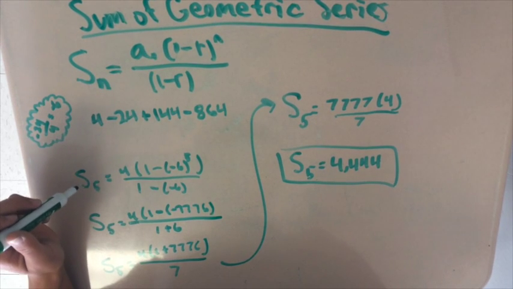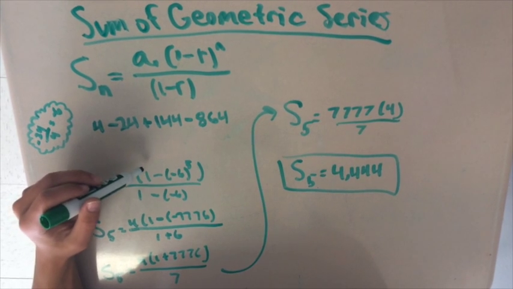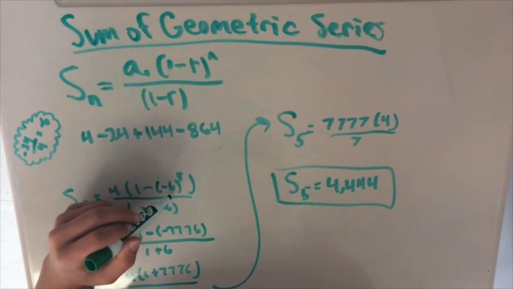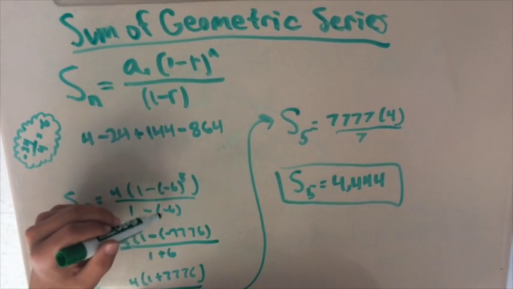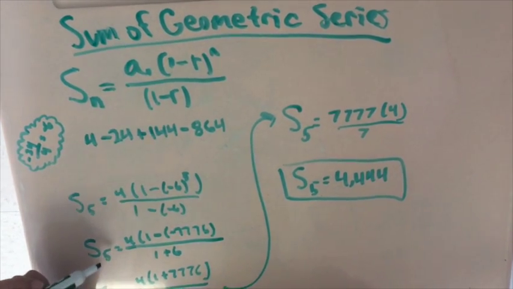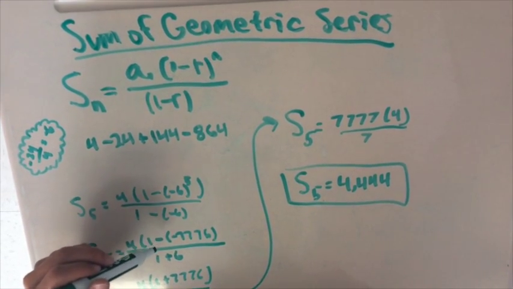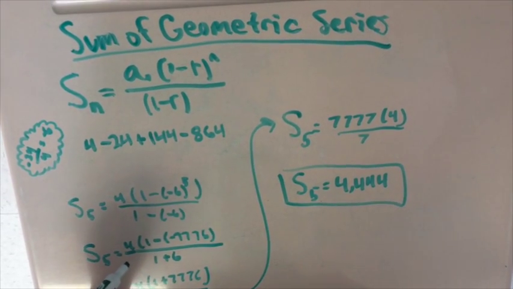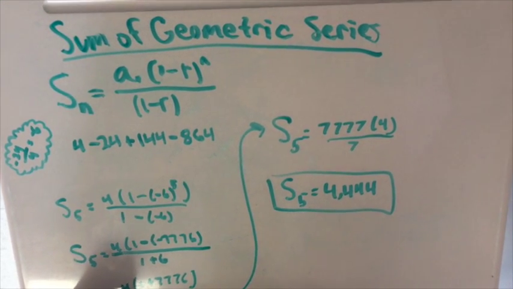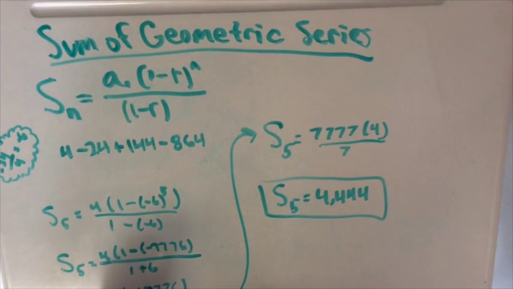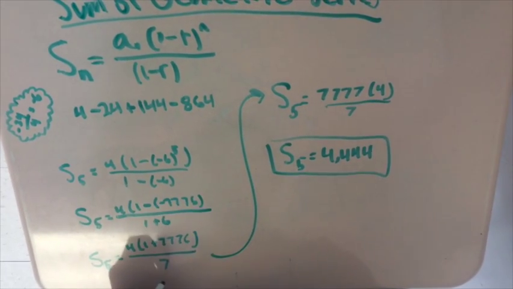So let's find the fifth term. S sub 5 will equal 4, because that's your a sub 1, times 1 minus the common ratio of negative 6 to the fifth power, because that's how many terms we're looking for, over 1 minus the common ratio of negative 6. Then that simplified will equal 4 times 1 minus negative 7,776 over 1 minus negative 6, which is 1 plus 6. That gives you 4 times 1 plus 7,776 over 7.